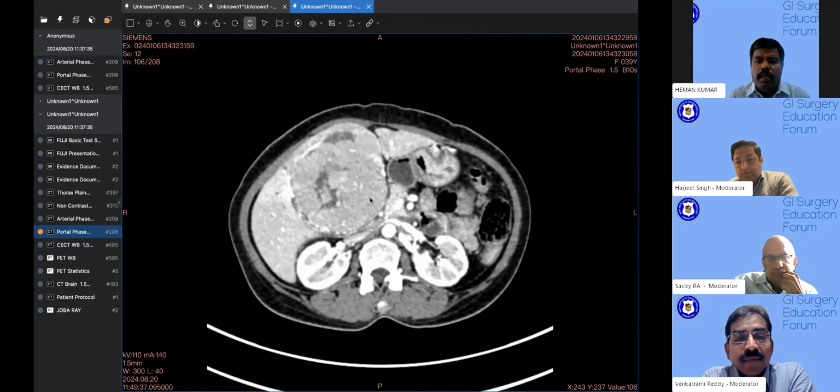On triphasic CT, there is a roughly 9 centimeter mass occupying segments 5 and 4 of the liver, a heterogeneous mass with early arterial enhancement and washout, with central non-enhancing areas and a smooth capsule, an encapsulated mass with an exophytic component, with no other lesions in the rest of the liver, without any free fluid or portocaval nodes, without any dilated intrahepatic biliary radicals, and without splenomegaly.